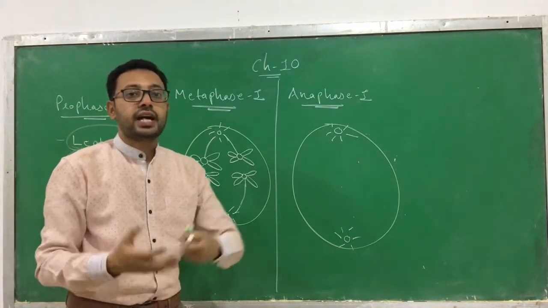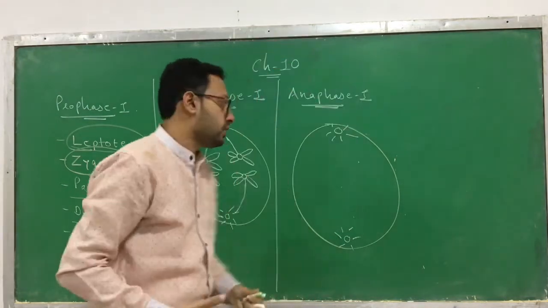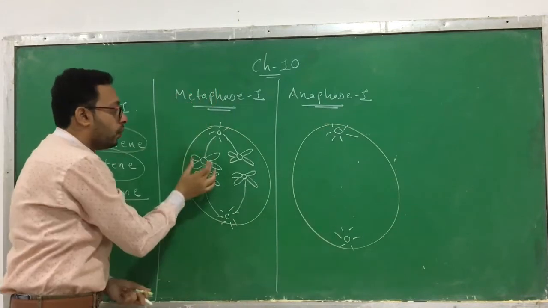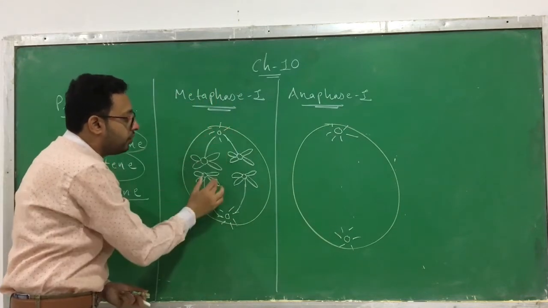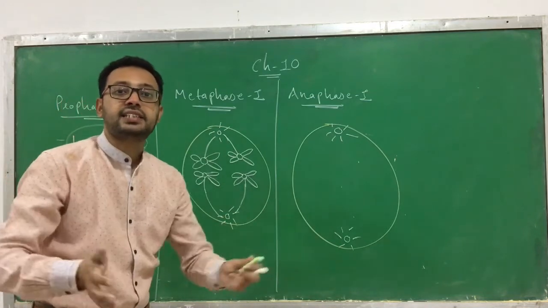Now what happens during anaphase 1? The spindle fiber starts to constrict. So see, the spindle fiber starts to constrict, so it pulls the chromosome. One chromosome goes towards one pole, the other chromosome goes towards the other pole. So they get equally distributed.